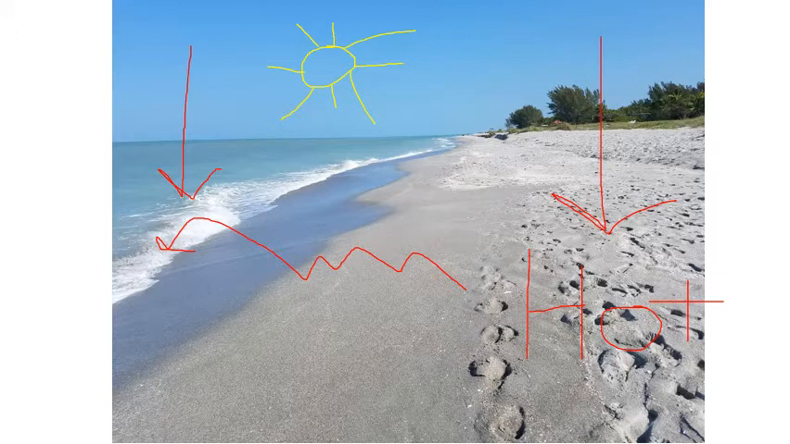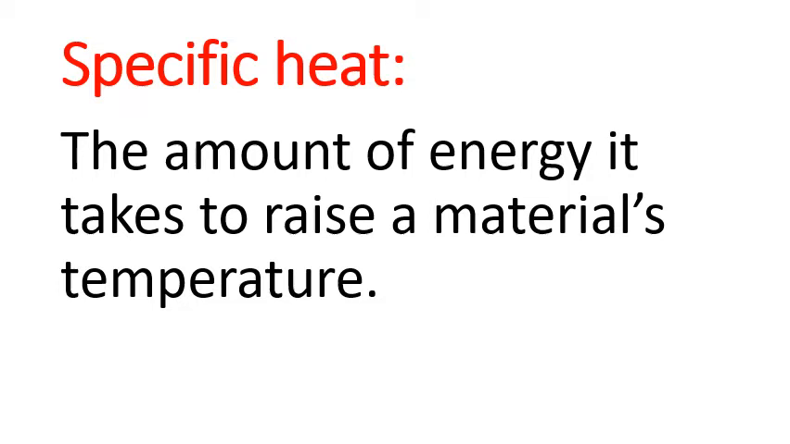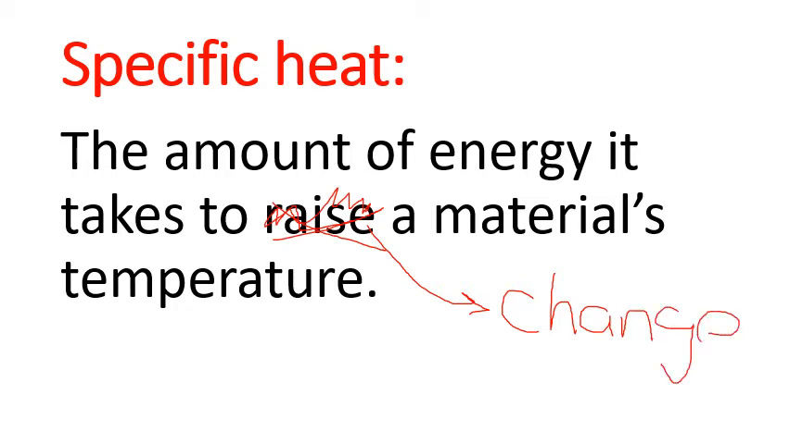This concept has a fancy name, and it's called specific heat. Specific heat is the amount of energy it takes to, and I'm going to change this, I'm not going to say raise, the more correct term is change. Specific heat is the amount of energy it takes to change a material's temperature. Whether you're making it hotter or you're making it colder, you have to change the amount of energy. And the amount of energy it takes to change something's temperature is called its specific heat.